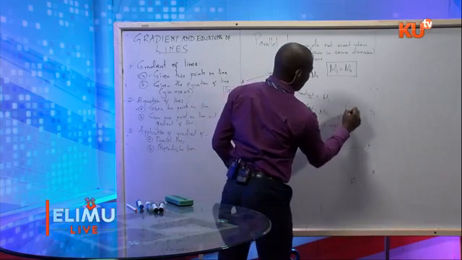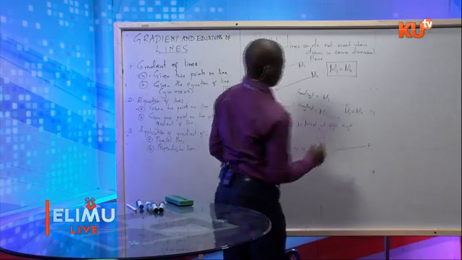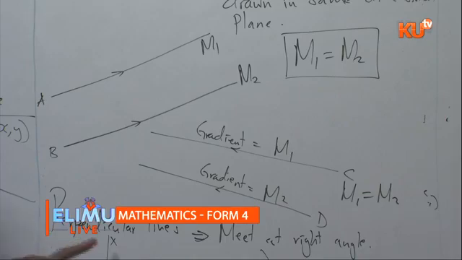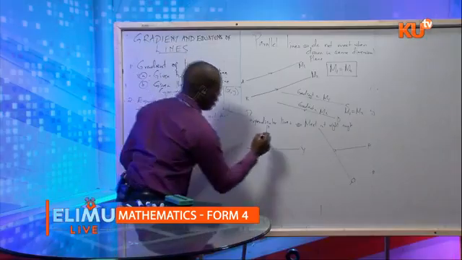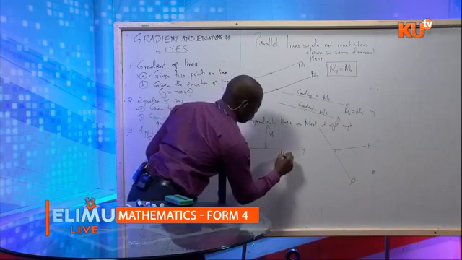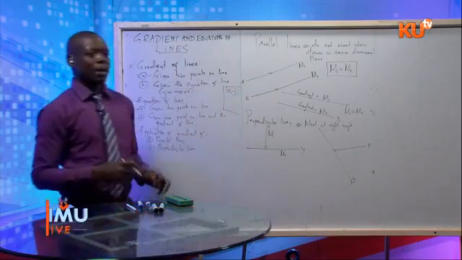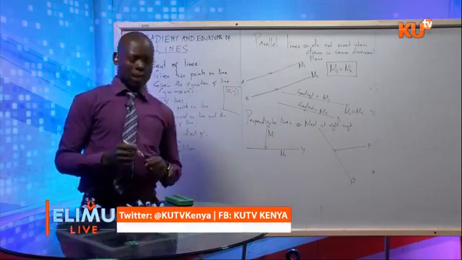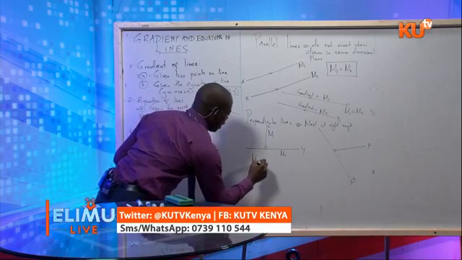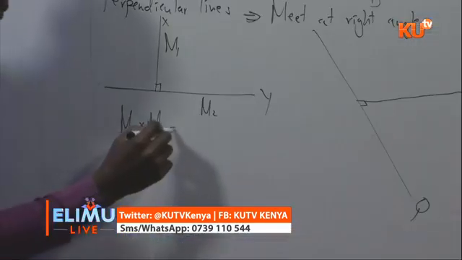Then M1 has to be equal to M2 because the lines are parallel. So for a set of parallel lines, they will have the same gradients, and we shall use them to calculate our equations. For a set of perpendicular lines, if this one has the gradient M1 and this one has the gradient M2, then the product of their gradients should be equal to -1. That is, M1 times M2 should be equal to -1.